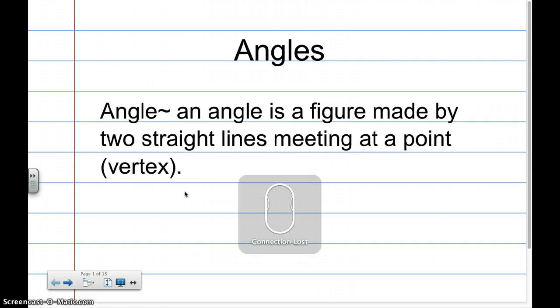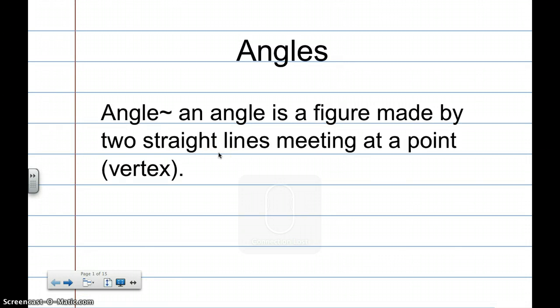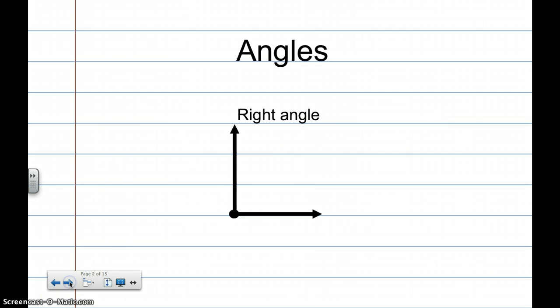So, let's talk about an angle. An angle is a figure made by two straight lines meeting at a point, at a vertex. So, this is a right angle, and what I always say is you can put a piece of paper right in here, and that's how you know it's a right angle.